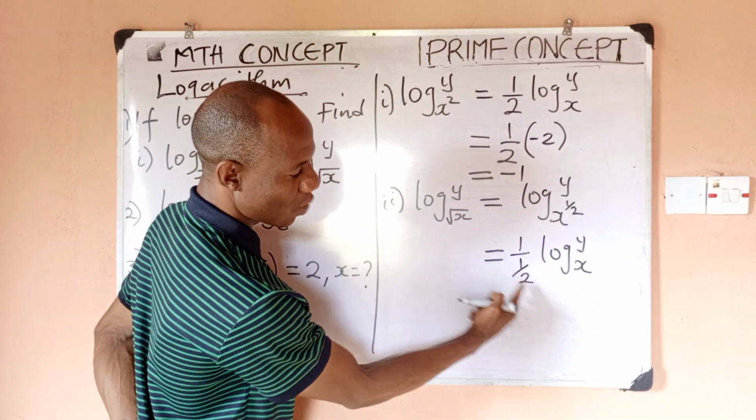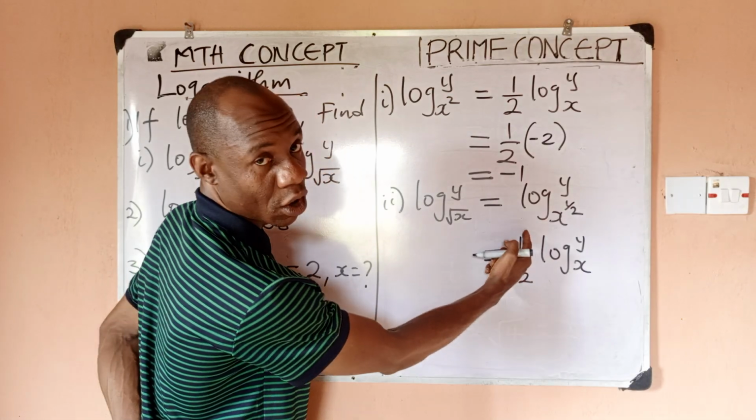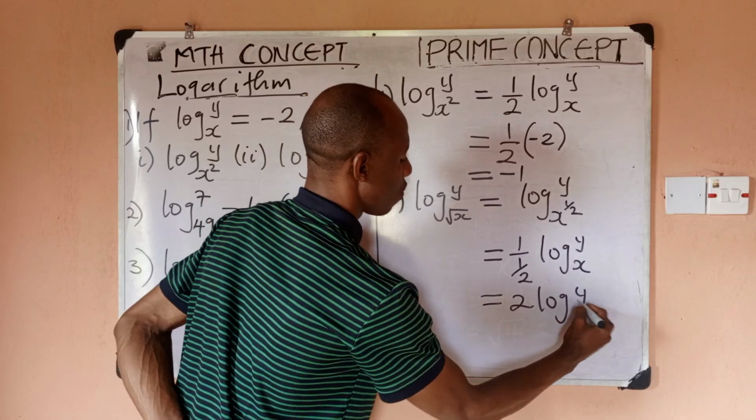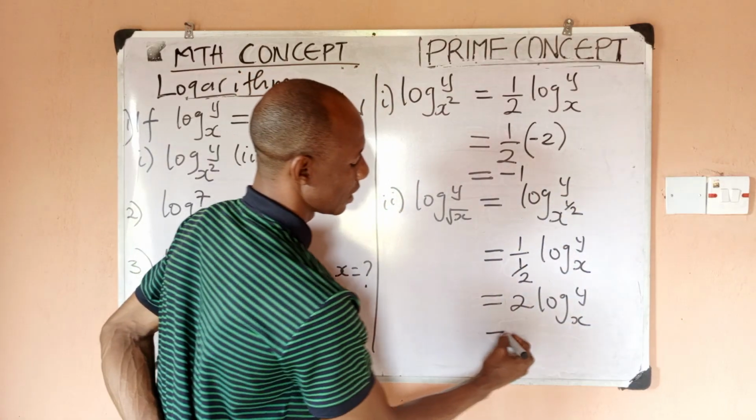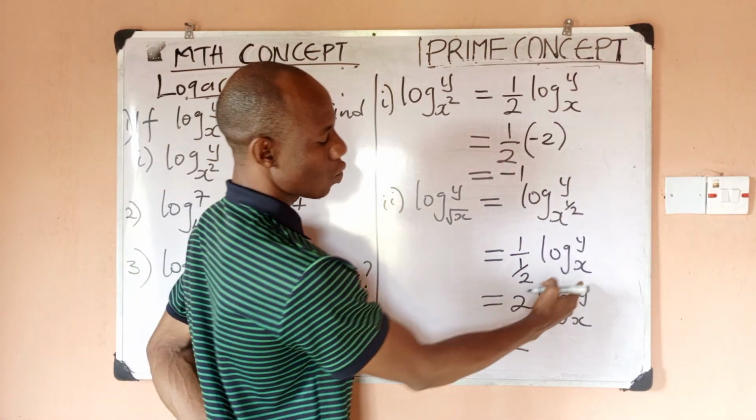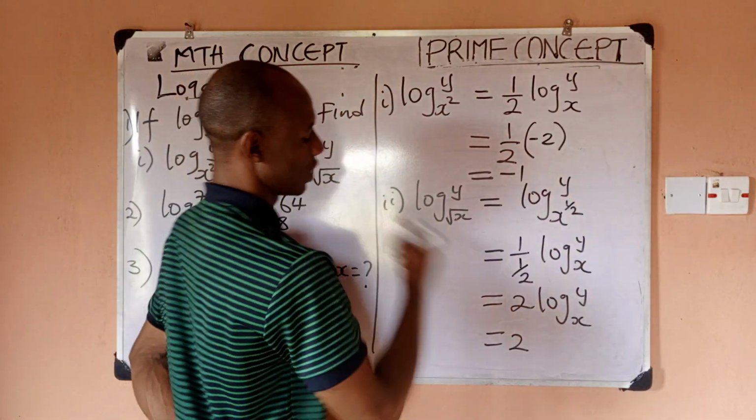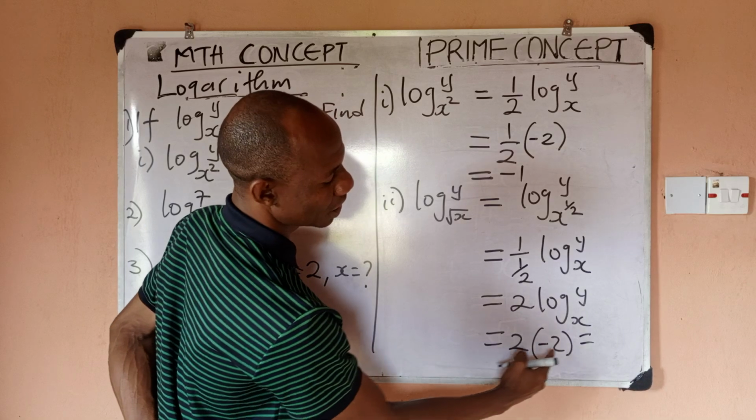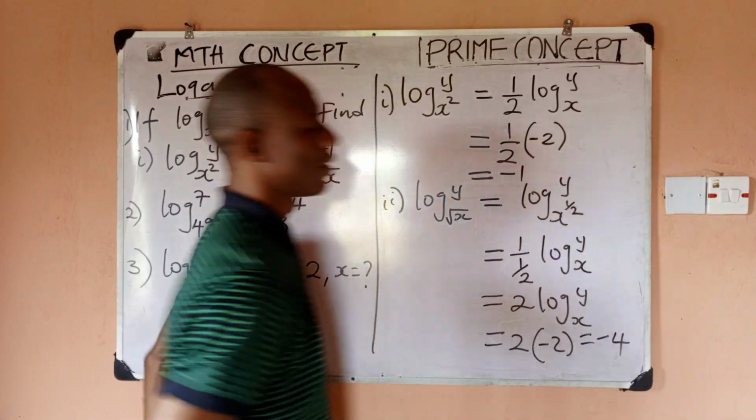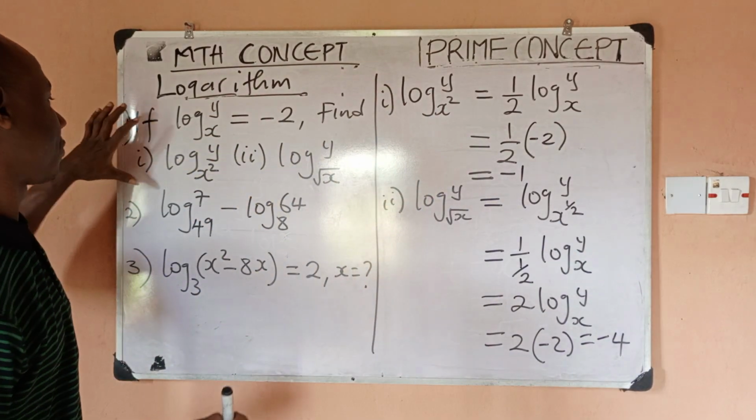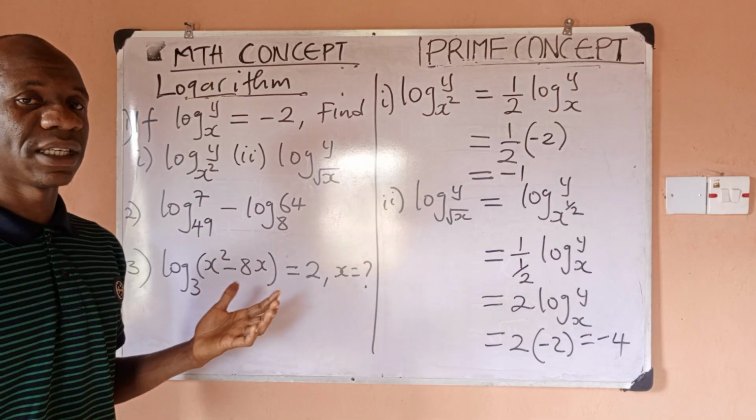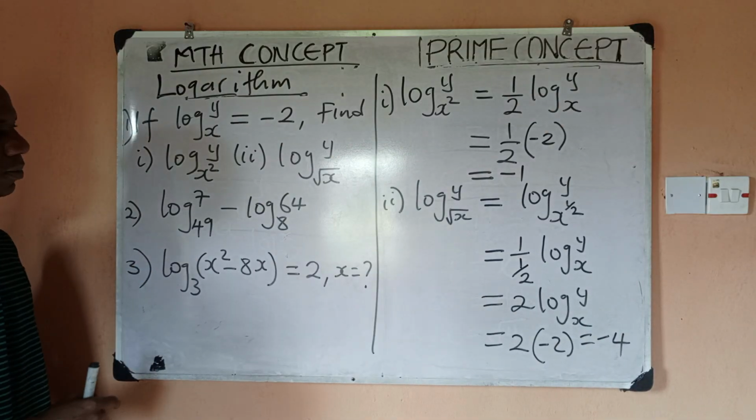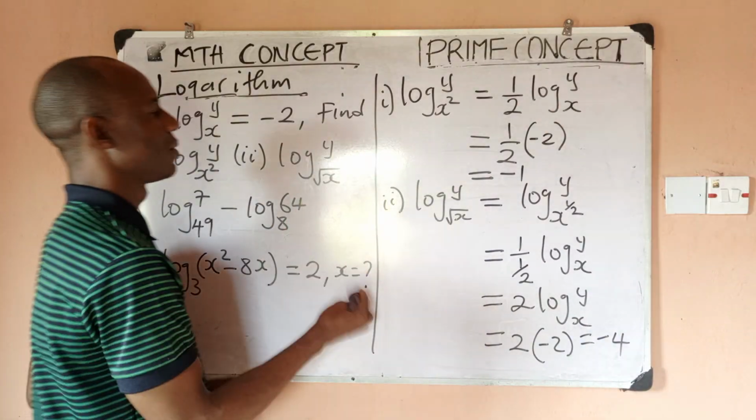And 1 divided by 1 over 2 simply means you just take 2 up. So this will just be 2 log y base x, right? We already know that log y base x is minus 2 from the question, so I will now multiply by minus 2. 2 times minus 2 gives us minus 4. And this is the answer. So we have solved number 1, and I believe it's very simple and very clear. Now I want to look at question number 2.